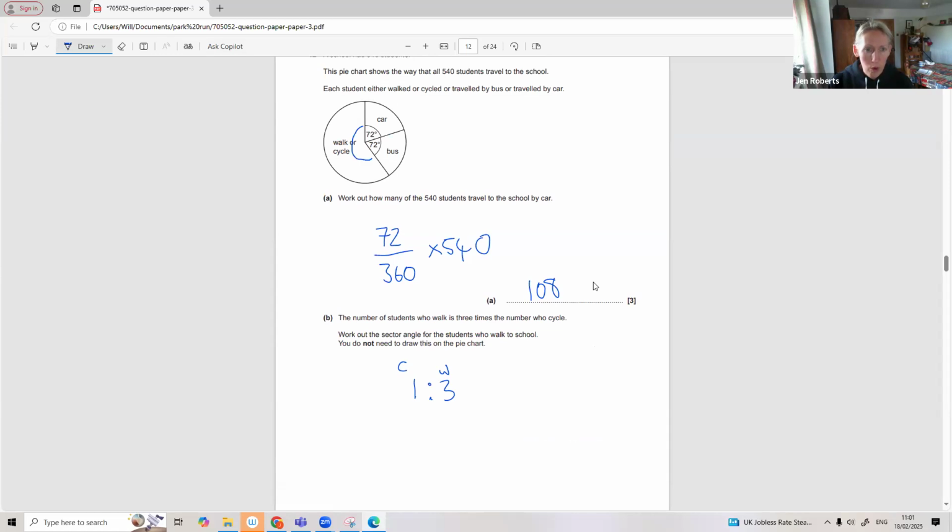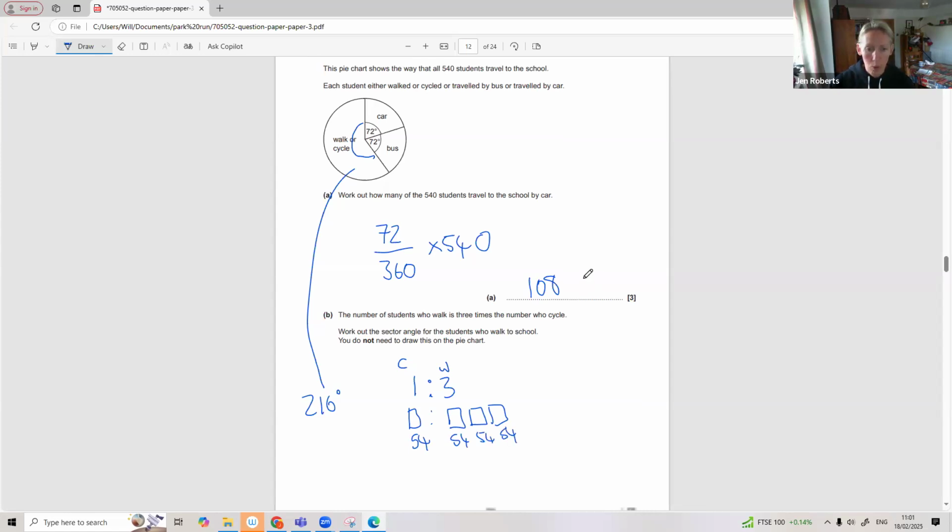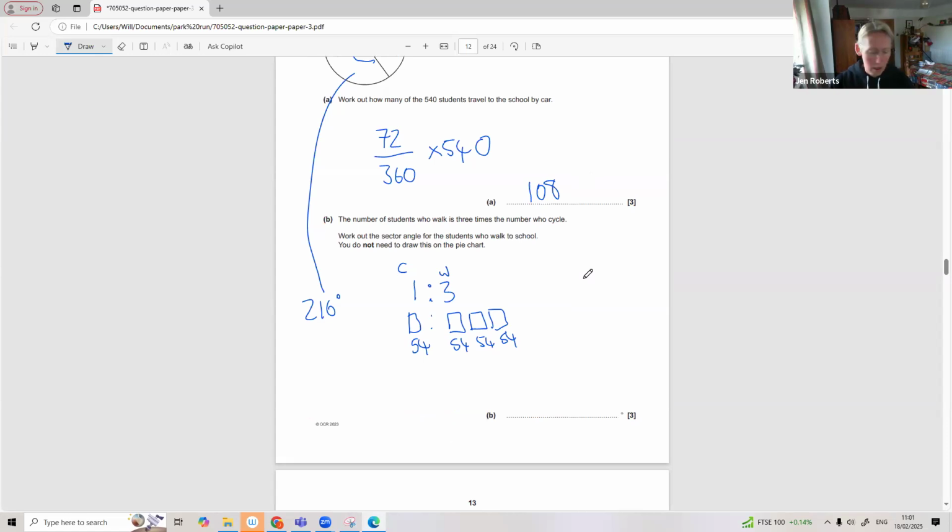Right, okay, for walk or cycle, they all add up to 360 in a pie chart. So 360, take away 72, take away 72 is 216 degrees. But we need to share this in the ratio 1 to 3 because walk is 3 times cycle. Again, let's look at this in parts. 216 divided by 4 is 54. So 54 in all these boxes. We want to know for walk, so what's 54 times 3? 162.